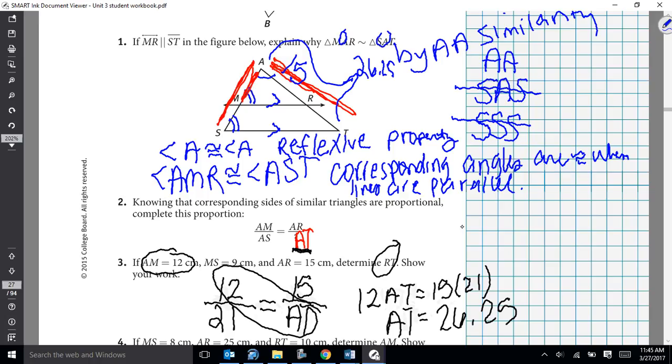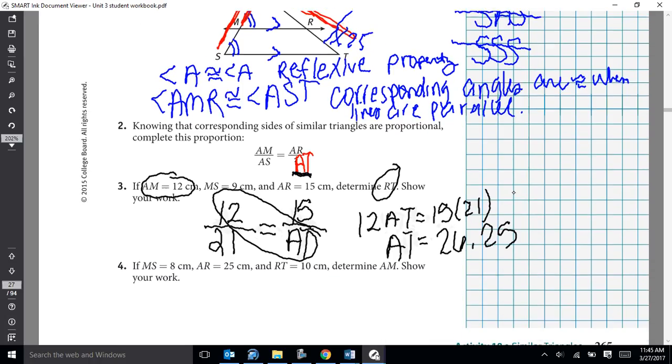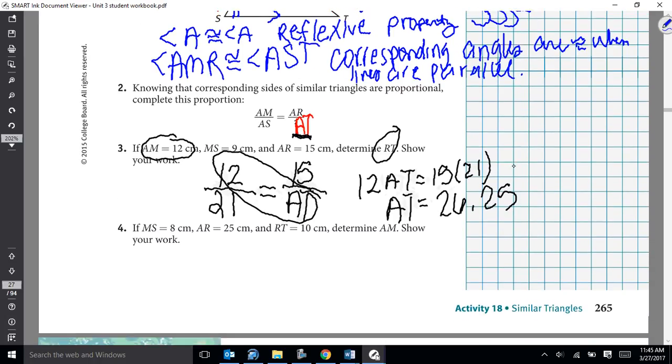So 26.25 minus 15. Why couldn't you have just done 12 over 9 equals 15 over 18? We did everything but that so far. Okay. How did you do it? We just stuck with AM over AS equals AR over 18. So then we just did 12 over 9 equals 15 over 18. Okay, so instead of doing AS, you did MS.